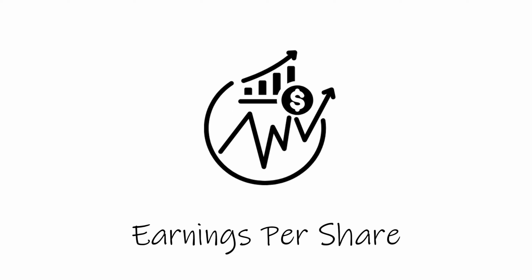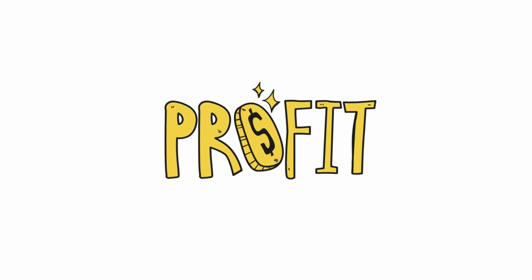Outstanding shares. This is the total number of shares that exist for a company, including the ones that regular people can't buy. Earnings per share. This shows how much profit each share makes. If a company makes $100 and has 10 shares, each share makes $10.